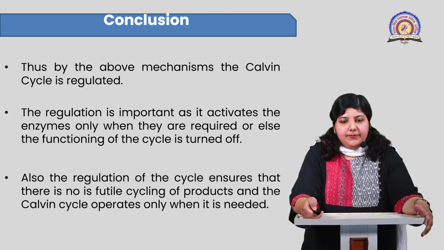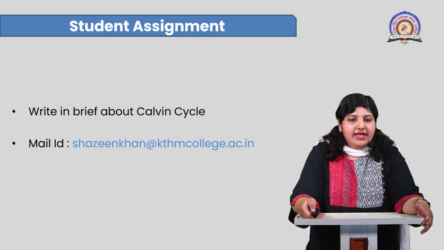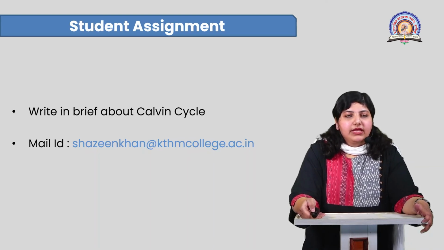So this is the student assignment for you. You will write in brief about the Calvin cycle and its different steps, and you will mail it to the given email ID.